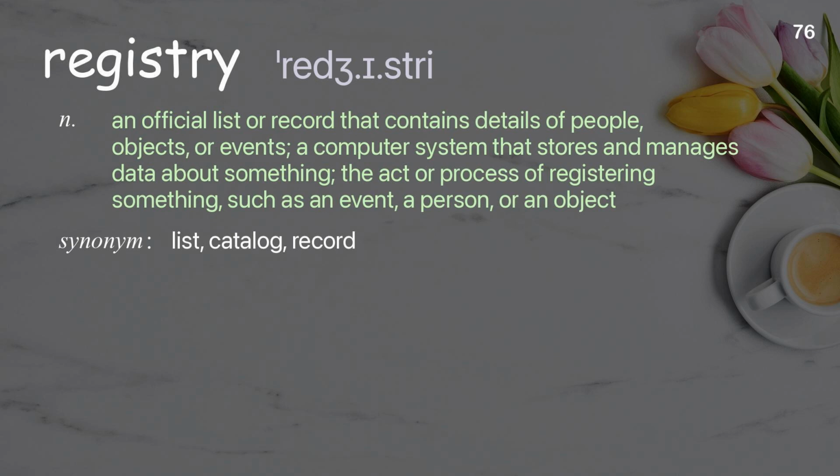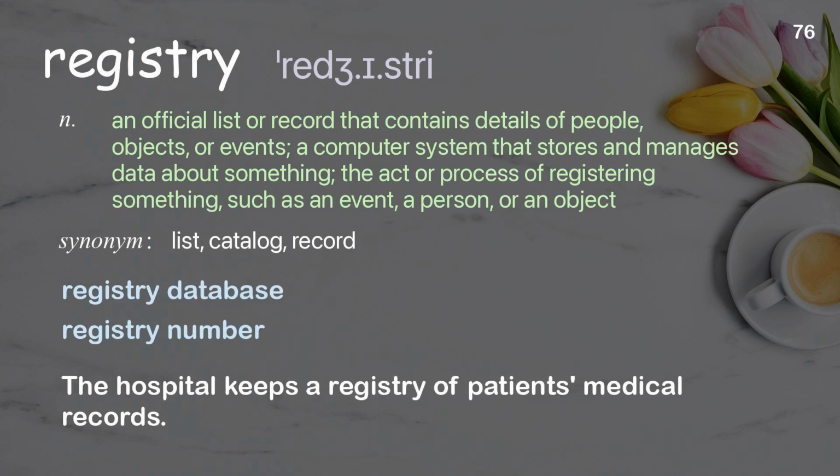Registry. An official list or record that contains details of people, objects, or events. A computer system that stores and manages data about something. The act or process of registering something, such as an event, a person, or an object. Examples: registry database, registry number. The hospital keeps a registry of patients' medical records.